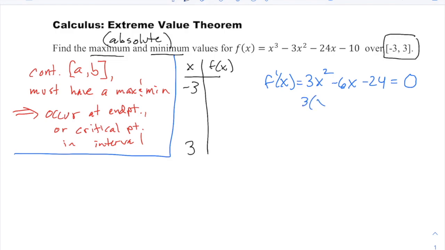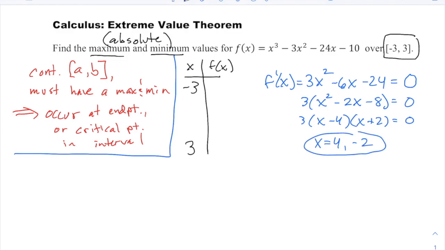You can factor out a 3: 3(x squared minus 2x minus 8). That can further be factored to (x minus 4)(x plus 2). And our two solutions are x equals 4 and x equals -2. Okay, except 4 is outside of the interval, so we don't even care about that value. Don't even bother. We're only looking for values that are between -3 and 3. So that would be -2, certainly.